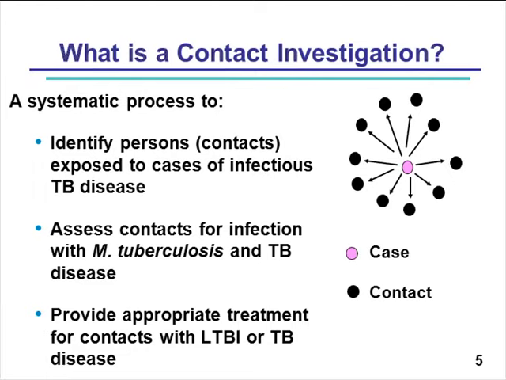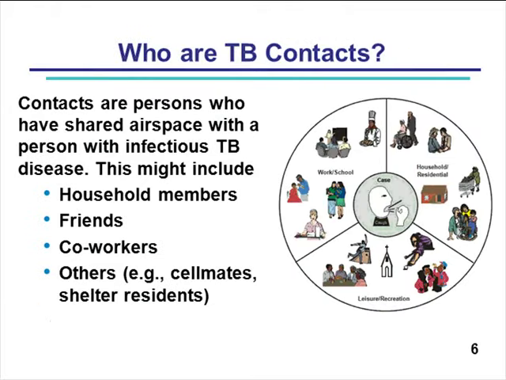It's important to emphasize that these investigations are not about simply identifying contacts, but also about medically evaluating them for LTBI or disease and following them through completion of treatment if treatment is ordered. So who are contacts? This is a very generic definition, but contacts are people who have shared airspace with a person with infectious or potentially infectious TB. These contacts may include household members, social contacts, co-workers, classmates, and others such as cellmates and shelter residents.